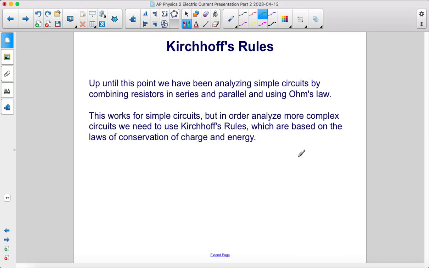Kirchhoff's rules. Up until this point, we've been analyzing simple circuits by combining resistors in series and parallel and using Ohm's law. This works for simple circuits, but in order to analyze more complex circuits, we need to use Kirchhoff's rules, which are based on the laws of conservation of charge and energy.